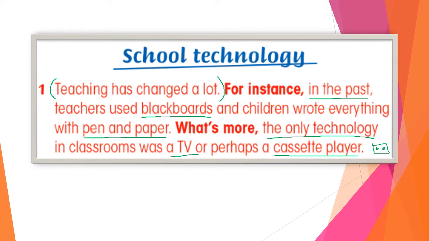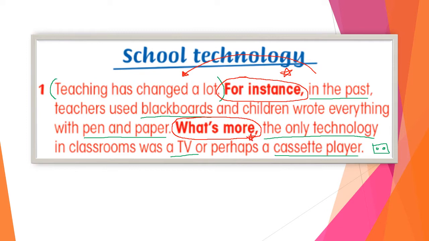We see some useful terms in this paragraph, like for instance, and what's more. For instance is a term we can use to share an example about something. So here we see our topic sentence, teaching has changed a lot. And then we have an example. For instance, in the past, and so on.